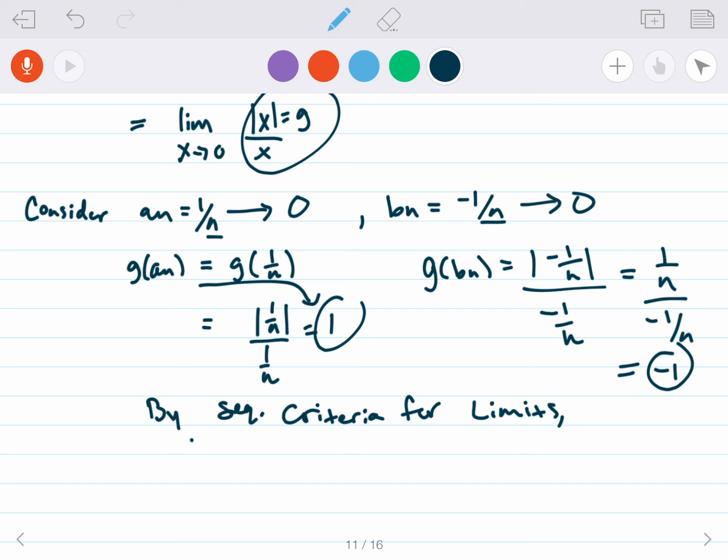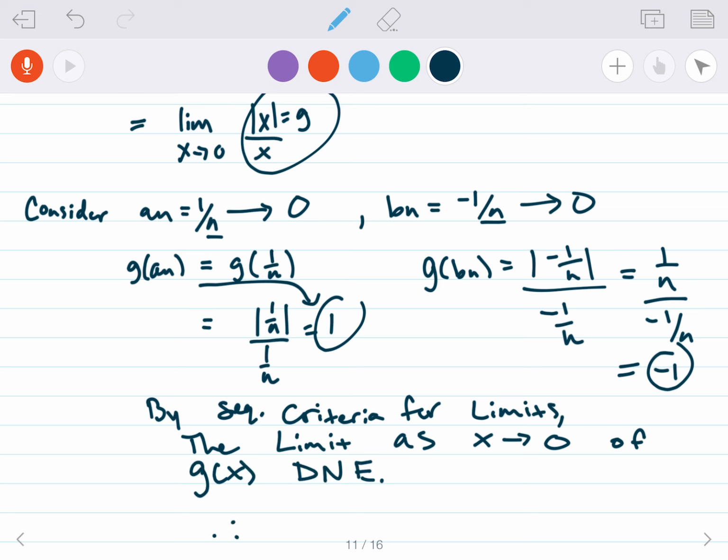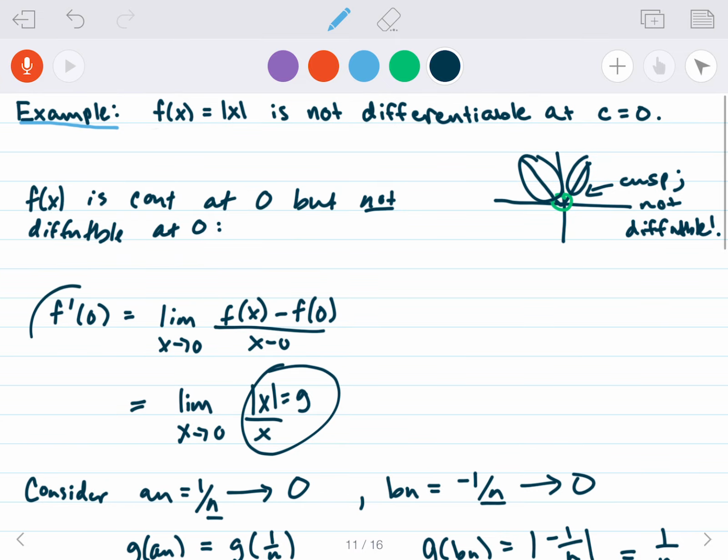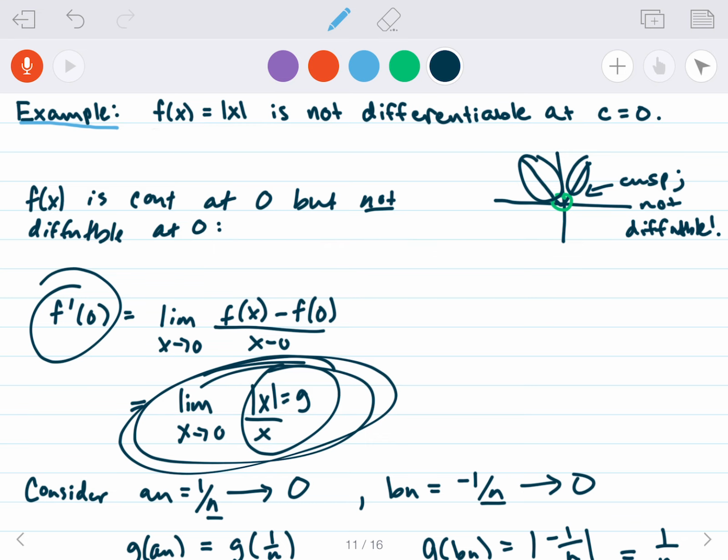Okay, and so by the sequential criterion for limits, the limit doesn't exist. Therefore, f prime of c does not exist. Right? f prime of 0 was just this guy, and this guy does not exist, so f prime of 0 does not exist either. Okay, so it's not differentiable at 0.